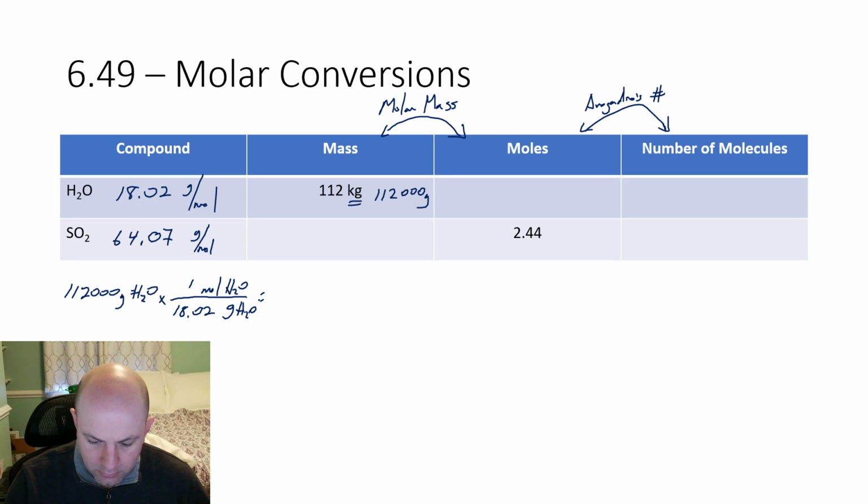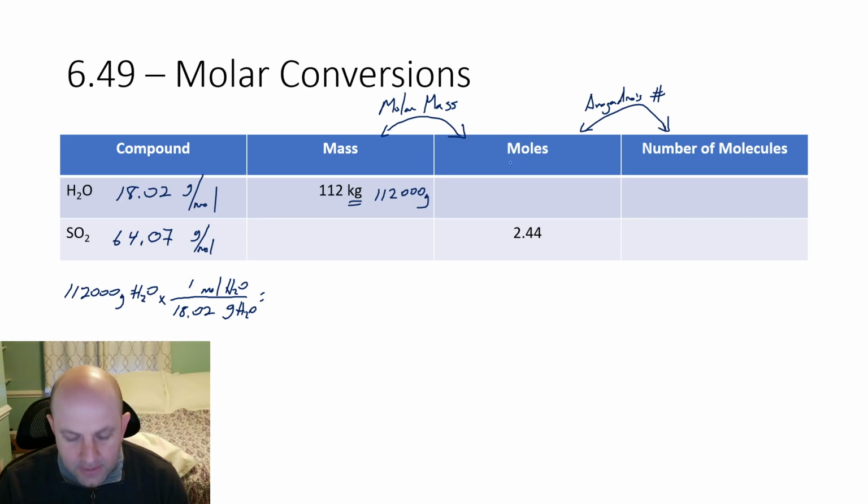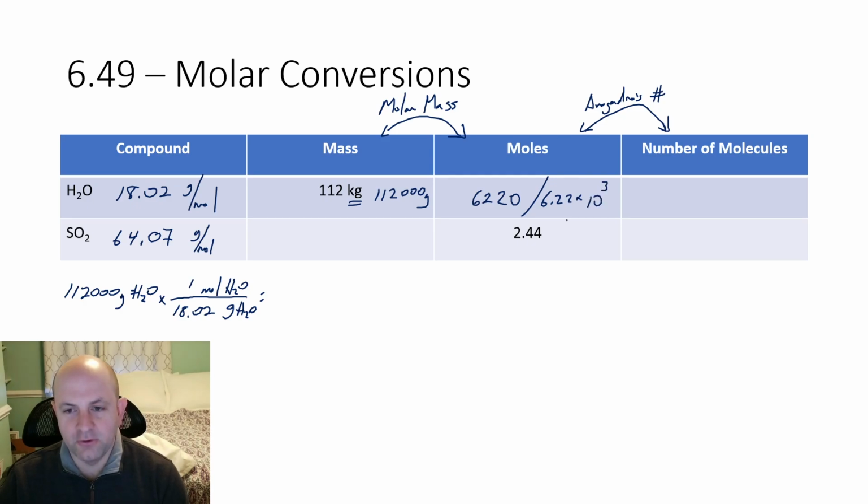So 112,000 divided by 18.02 is 6,215 moles. With rounding, you could write 6.22 times 10 to the third moles. Don't forget our unit. But yeah, it's a large number, makes sense. So I'll just make it 6.22 times 10 to the third. So that's our first answer there.